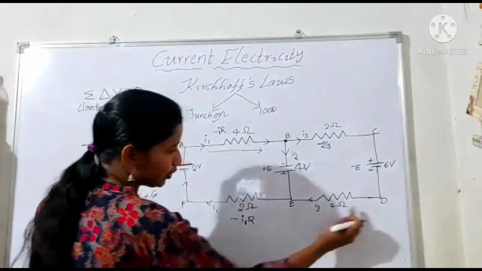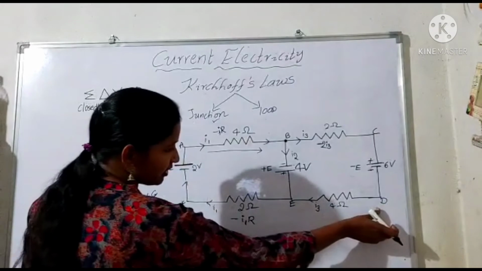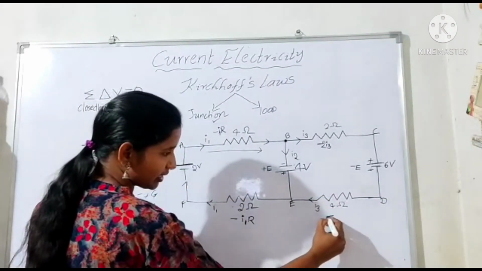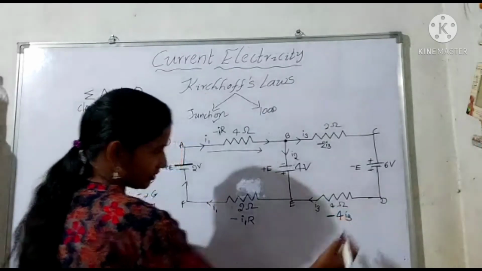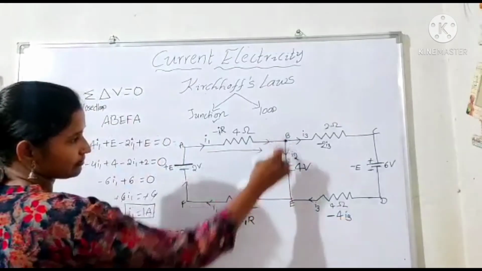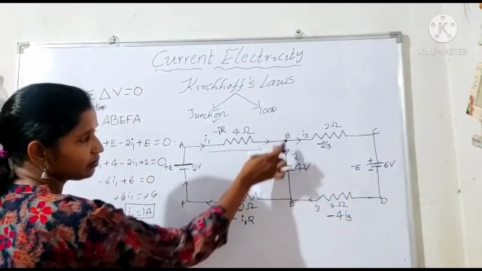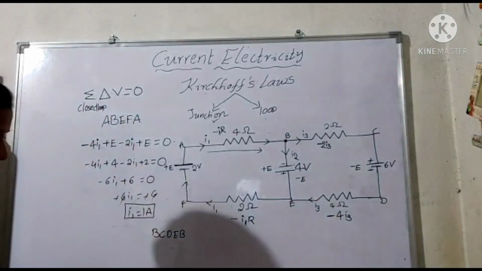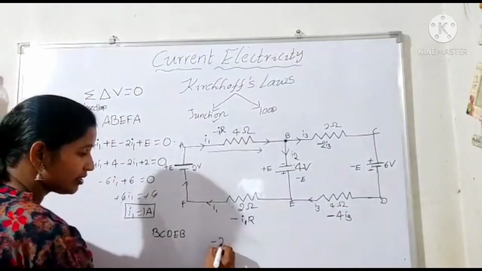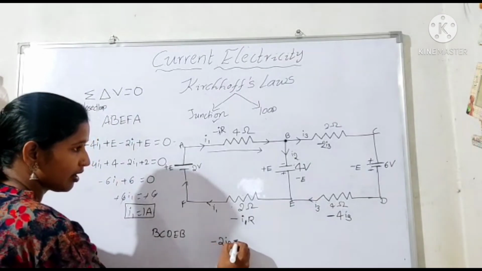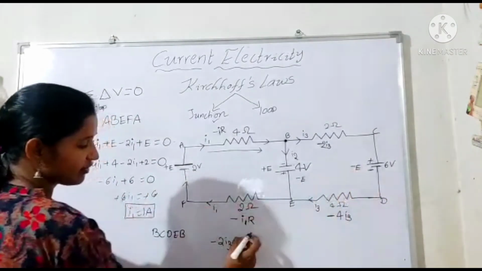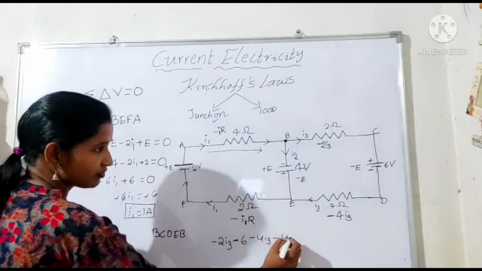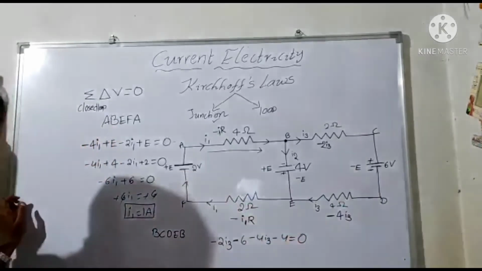Next, from D to E, we travel the path in this direction. Current is also in this direction, so we are getting minus 4 I3. Now the last path, E to B. So positive terminal to negative terminal, then minus E. Let us write the equation. Minus 2 I3 minus E. So here how much is given? 6. Minus 4 I3 minus 4 equals 0.